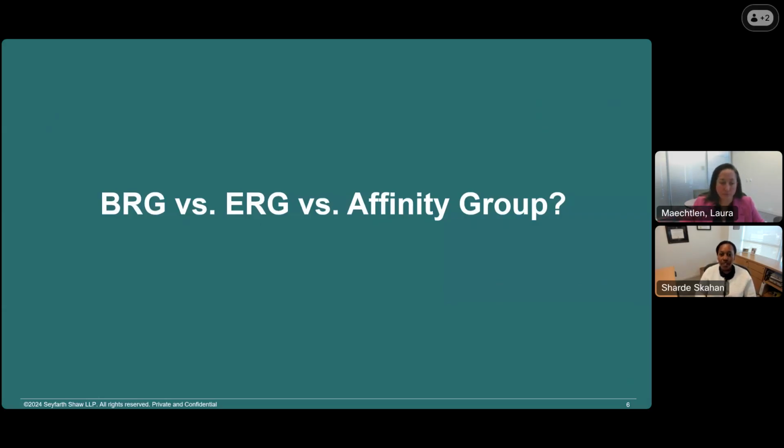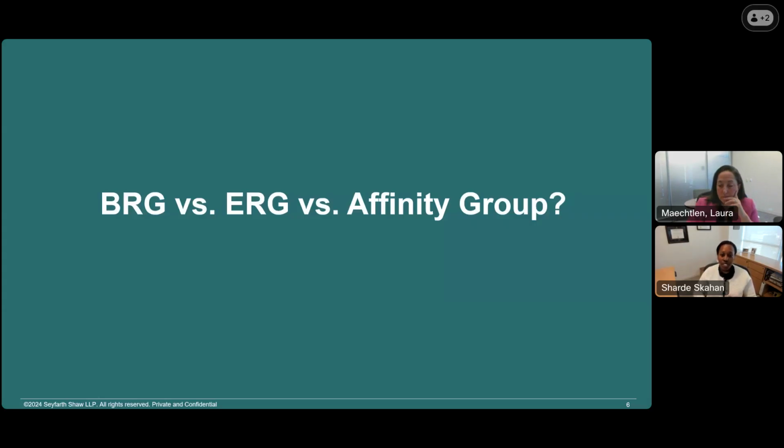For example, an affinity group is really intended to be just a group of employees that have shared interests or shared affinities, a common bond that they can all get together for camaraderie. Whereas the business resource group, the BRG or the ERG, is more intended to align with the actual goals of the company. So it's not just a way for employees to share a common interest, but also a way to integrate that into the organization's business plan. Sometimes these terms are used interchangeably, but it's helpful to look at the purpose of the group itself to figure out the correct terminology.